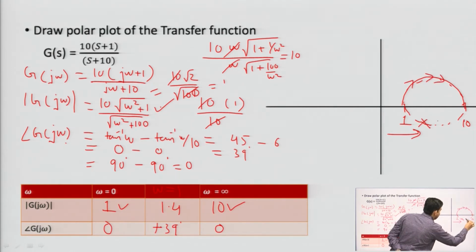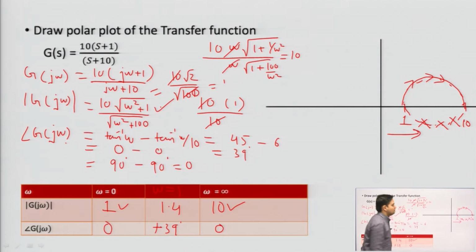Okay. So, this will not be our direction of movement. So, this is the polar plot for this transfer function. Whenever we are in confusion about how to move, in the first quadrant or in the fourth quadrant, we have to take the mid value of omega to determine the plot.